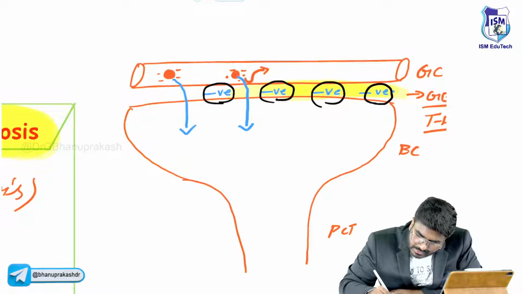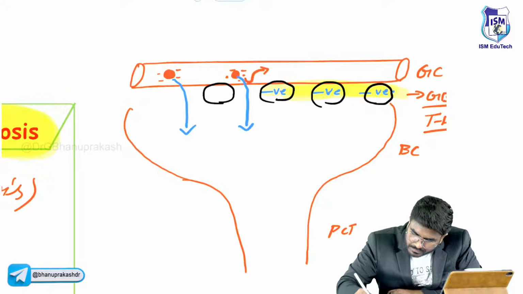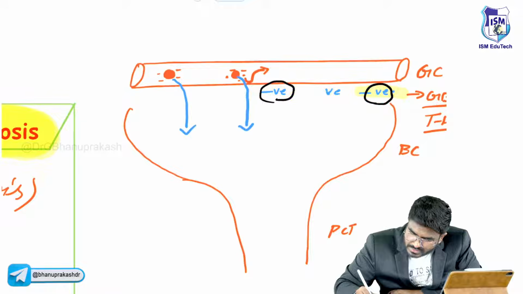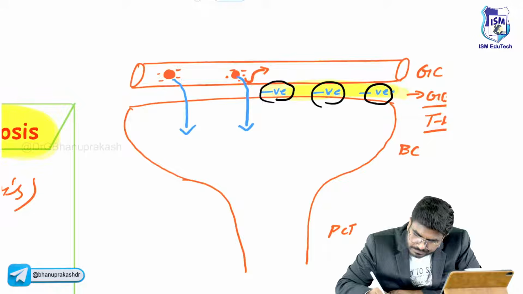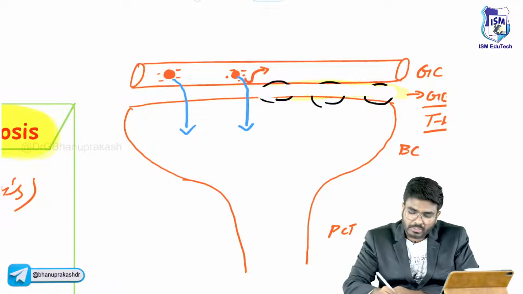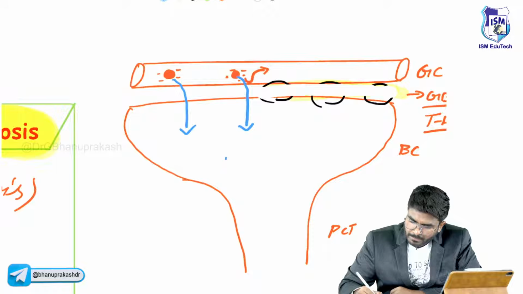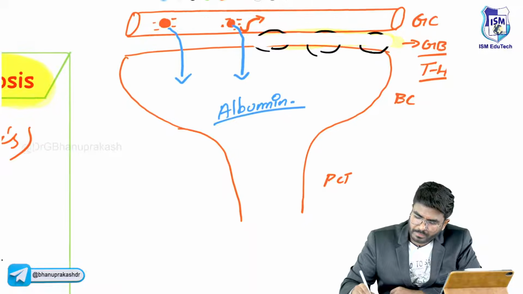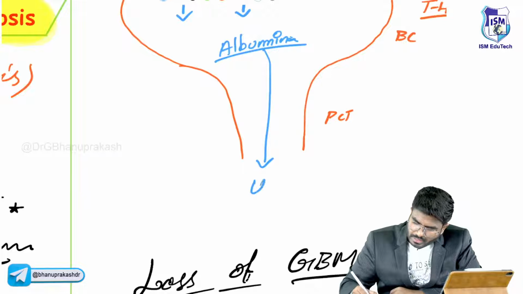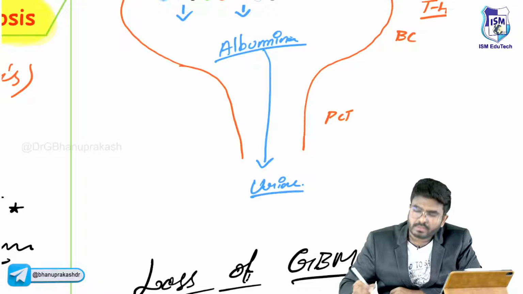Now let me erase the negativity. This negativity is not there. For example, this negativity is gone. Because of the loss of this negativity, now the albumin will start to leak into the urine. From here, the albumin will come into the urine.